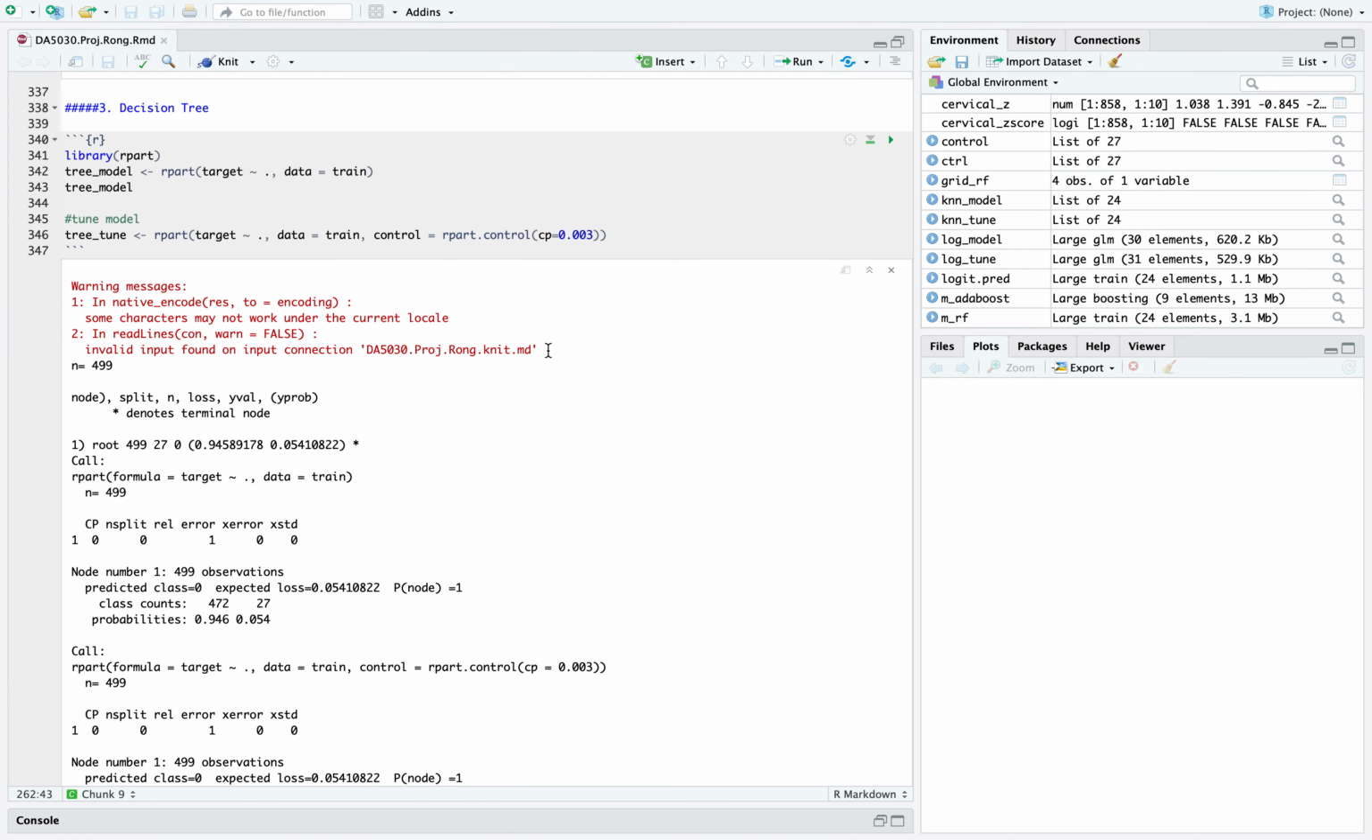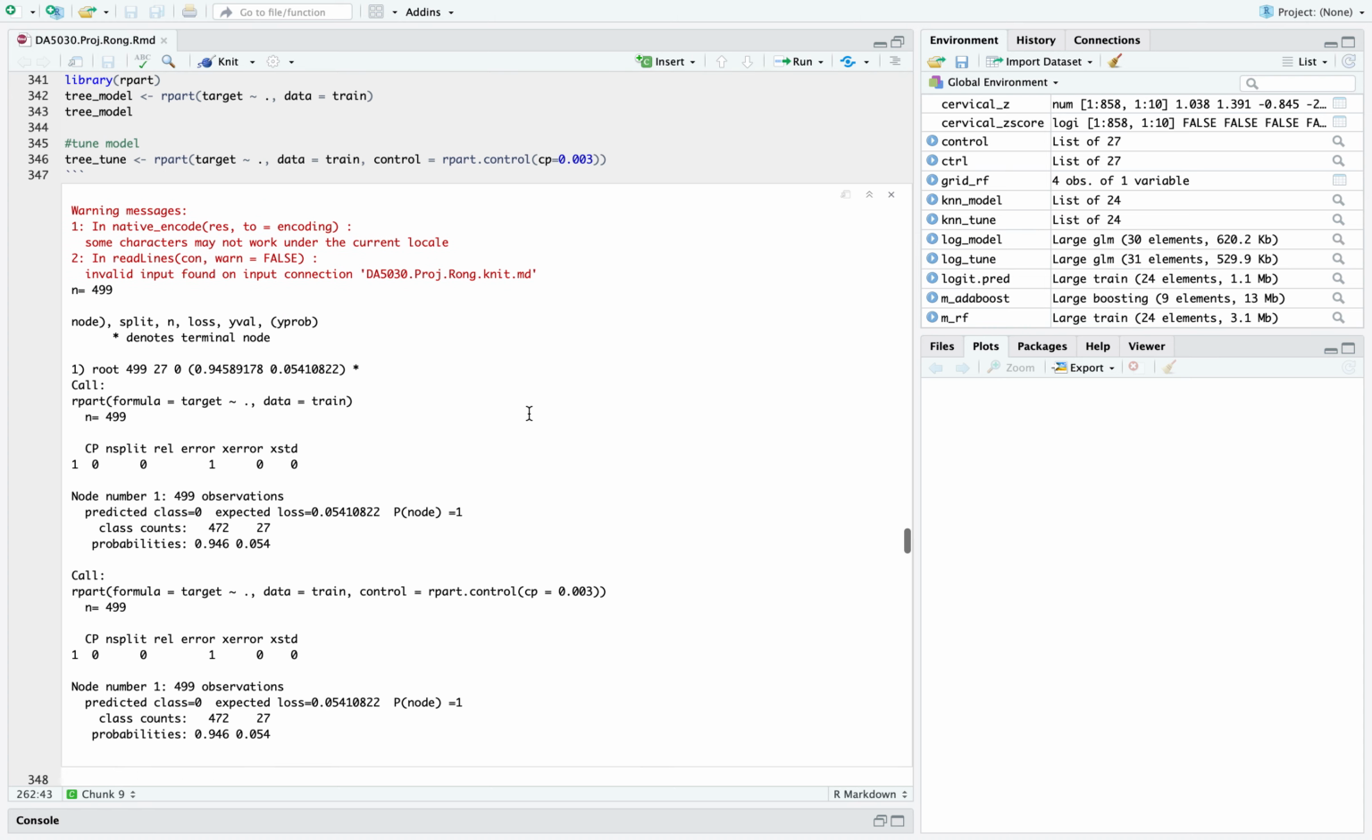The last model I chose is a decision tree. Also, we can take a look.